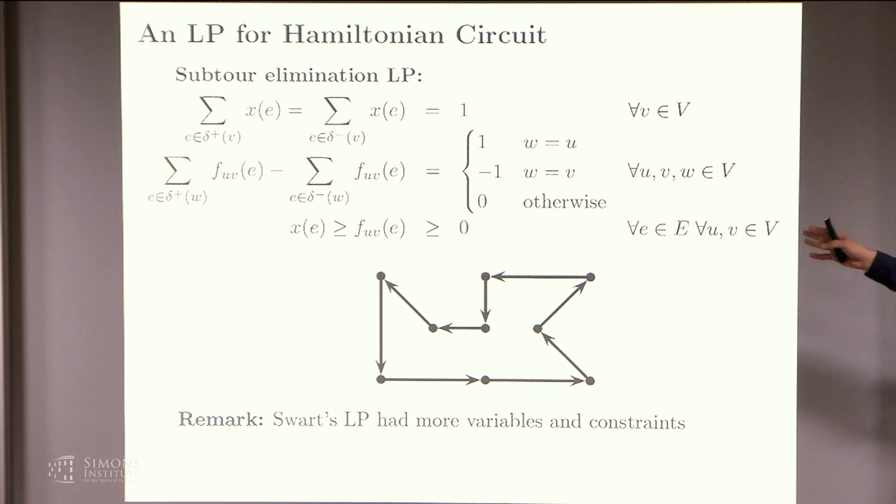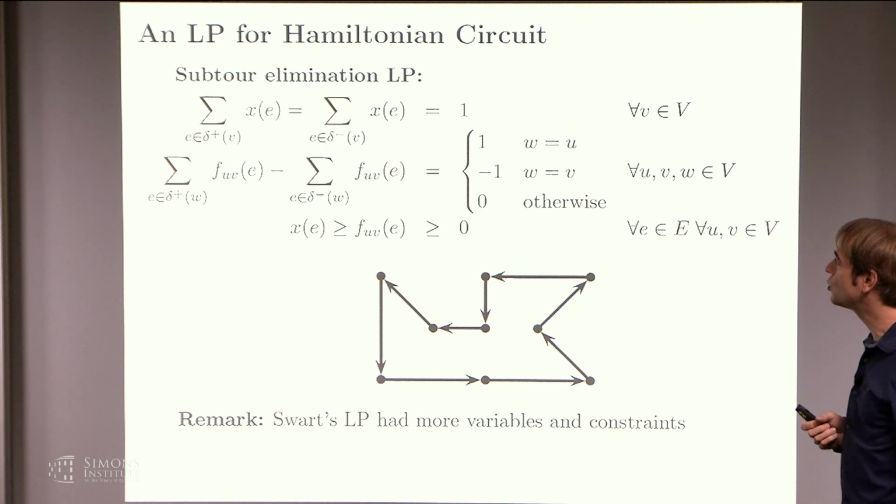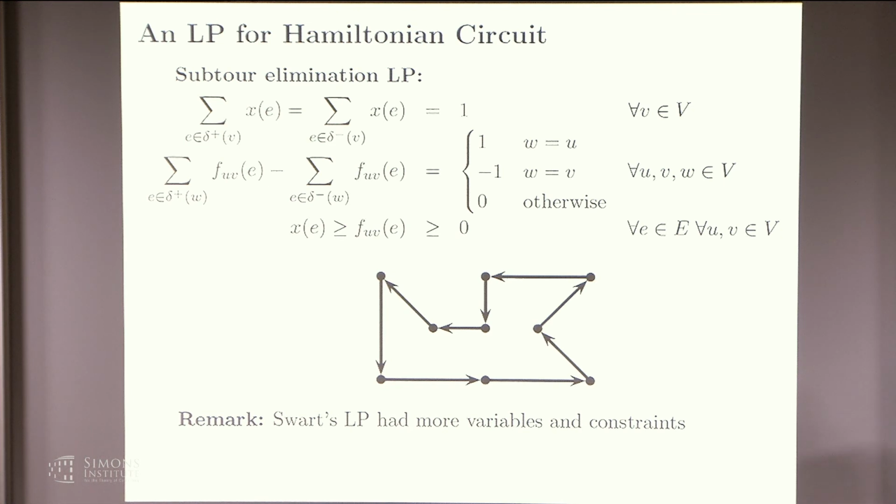This is maybe a little bit abstract. I want to go back to Hamiltonian circuit and explain a little bit how one could cook up some linear program. This is a linear program that tries to model Hamiltonian circuit. This is actually from the literature. This is the so-called subtour elimination LP. Let me try to explain this.